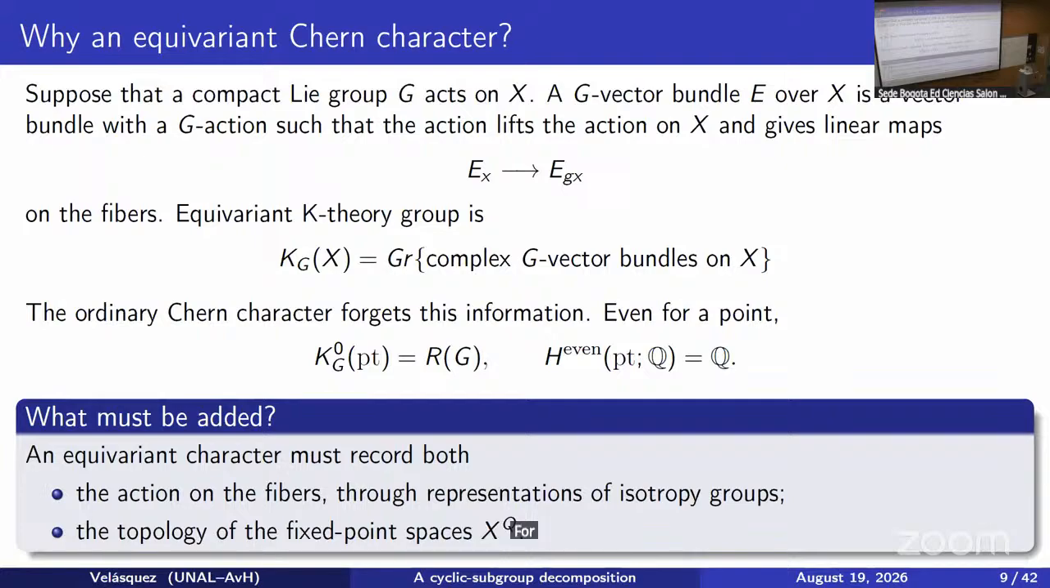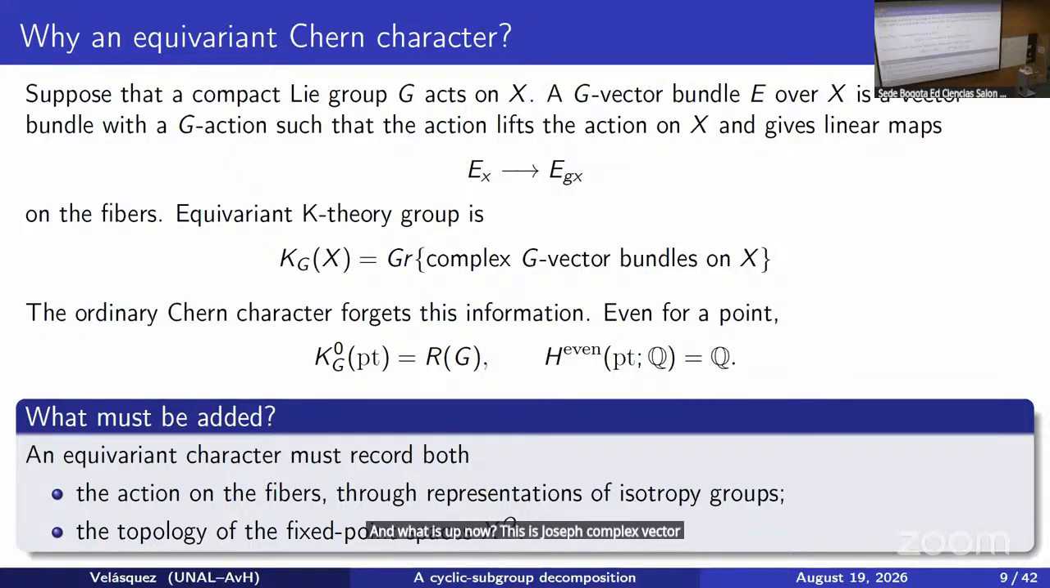For example, suppose that our space is a point with the trivial action, obviously. What is a G vector bundle over a point? First question: what is a vector bundle without action over a point? Suppose that our space is just a point. What is a vector bundle over this point? Just a vector space. This is a vector bundle over a point. This is just a complex vector space.